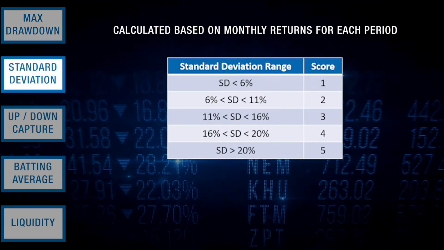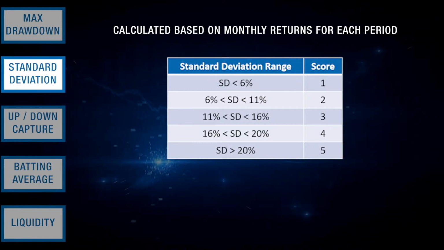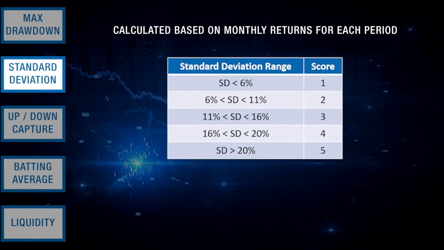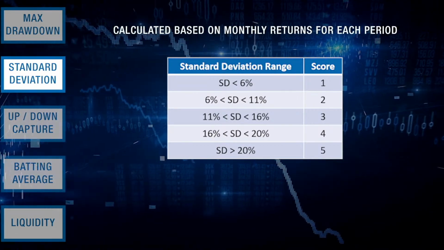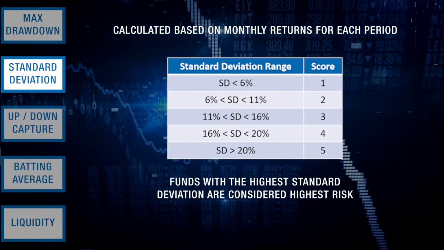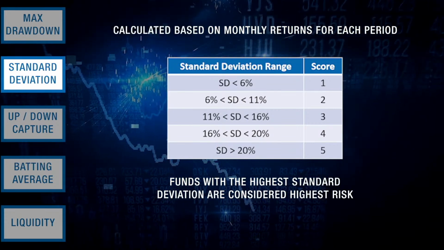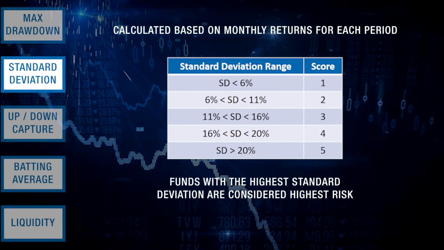Standard deviation is a widely accepted measure of volatility risk. It's calculated over each period using monthly returns and then slotted into one of 5 volatility bands. These are the same volatility bands that are used for calculating the FundFacts risk ratings for mutual funds and ETFs.